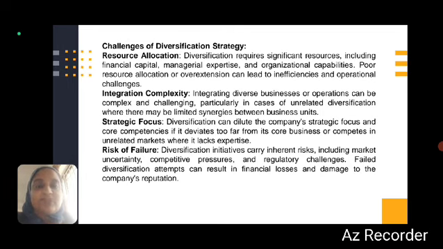Then strategic focus, where diversification can dilute the company's strategic focus and core competency, and there may be a lack of experts, and a lack of merging and interest among the people. And risk of failure: there is more risk of failure when you merge or have a new diversification, with competitive pressure, including market uncertainty, where you are uncertain about what is happening in the market. Then regulatory changes, the norms that the government places, everything has to be taken care of.